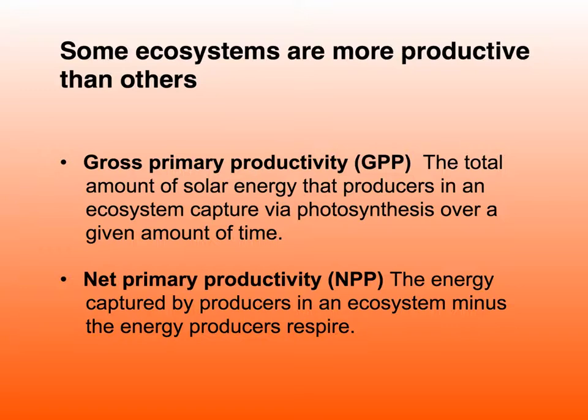All right, gross primary productivity. It's the total amount of solar energy that producers in an ecosystem capture via photosynthesis in a given amount of time. And this is measured in, I want to say, don't quote me on this, but I think if I remember, kilograms of carbon per square meter, per day or year, depending.